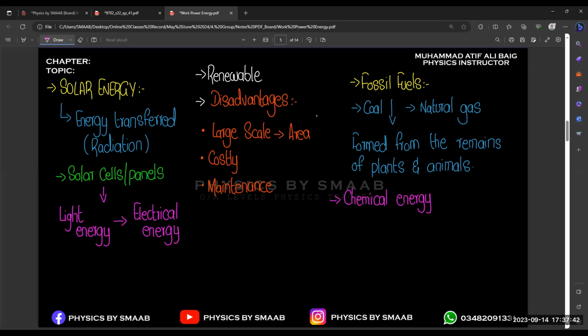And that chemical energy is going to be transferred into some other form of energy, right? Just like if we are using the oil or the fuel in the car, so basically we are converting that chemical energy into mechanical. If we are using natural gas in our houses, so basically we are using it to produce thermal energy, right?